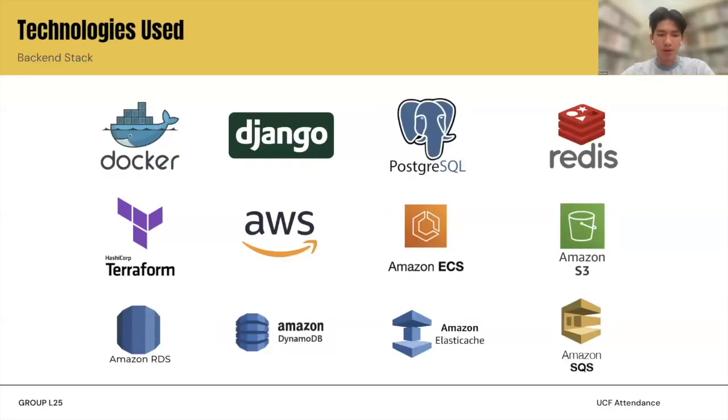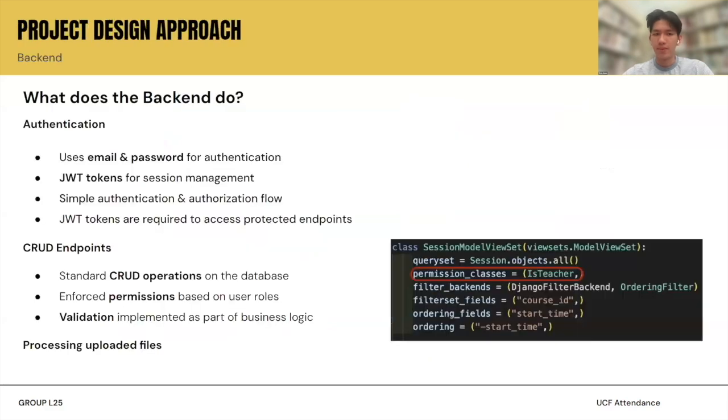Here are all the technologies we use for the backend. So what does the backend do? Here are three fundamental things the backend needs to handle. The first thing is authentication and authorization. We use email and password for authentication. JWT tokens are given for session management, and on the client side, they use that JWT token to access the protected endpoints.